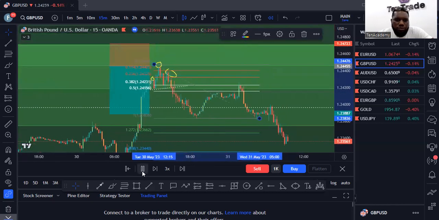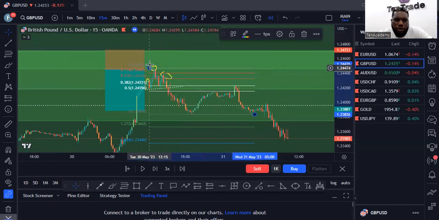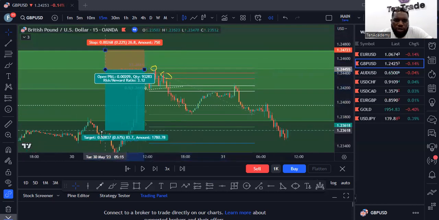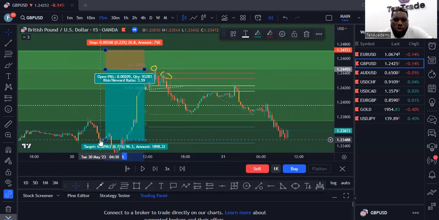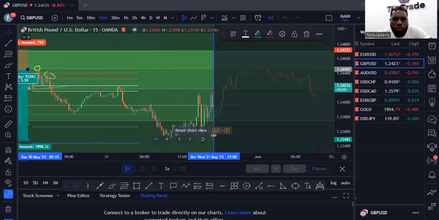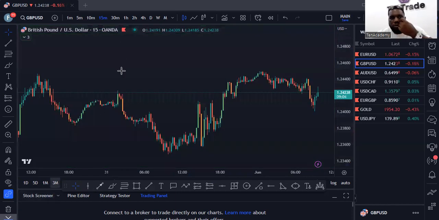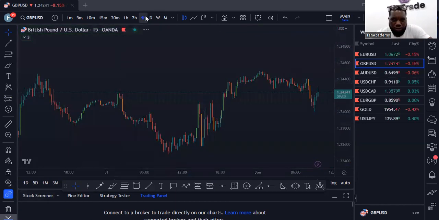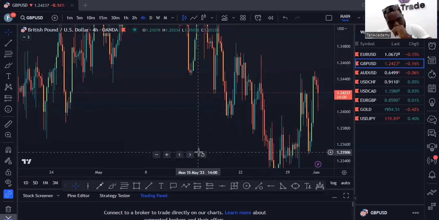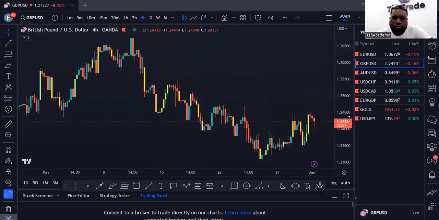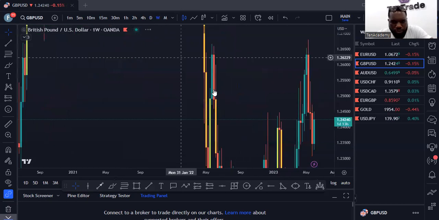If you had entered from the right entry at the top here, you could have made almost 100 pips profit. That is 1 to 3.5 reward, or somewhere here around 1 to 2. But right now, let us just play it forward. If you had missed all of that, where can you still take entry on 15 minutes on GBPUSD? Now let me draw back the zone.